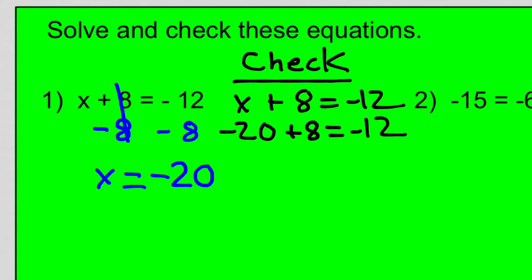And you check to see if this statement is true. Well, negative 20 plus 8 does equal negative 12. Both sides of the equation are equal. We have that equality that we want. So it's correct. When we do these on a hand-in assignment or a test, you'll get 1 mark for showing what you do to both sides of the equal sign, 1 mark for the answer, 1 mark for the check.